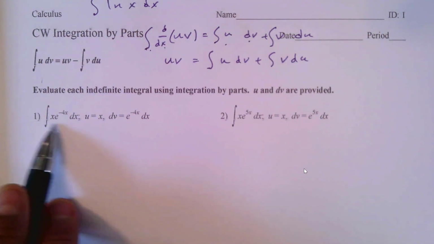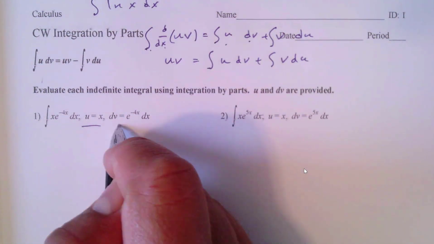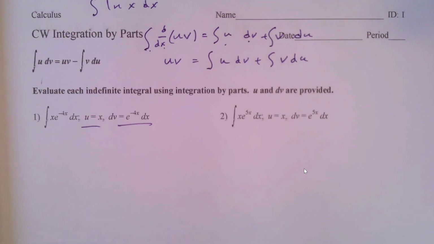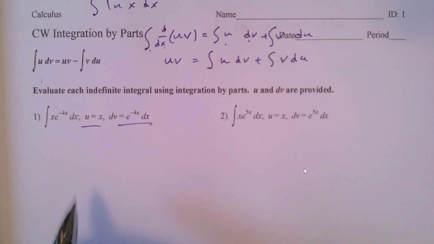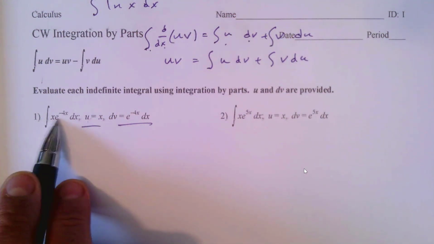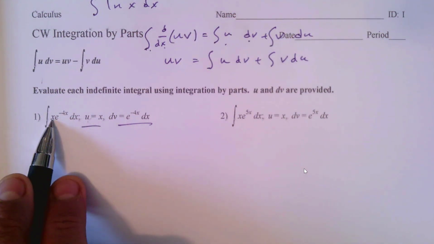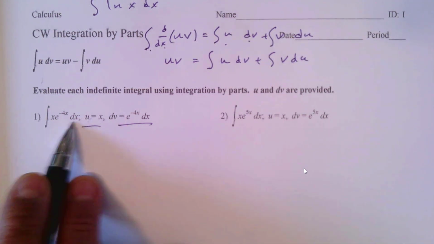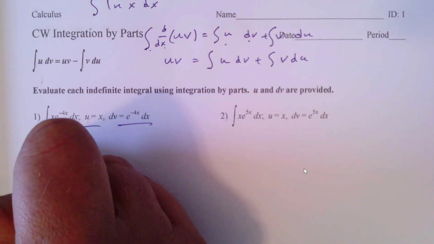So here's our first example, and to start off, I tell you what u and dv are, but normally you wouldn't be told what the u and the dv are. You have to figure out what they are. And after doing some of these, you should be able to see some patterns and some hints of which part is which. So here, we are trying to take this integral, and we're going to let u be just the x part, and our dv is going to be this e to the negative 4x dx. So this is the traditional way.